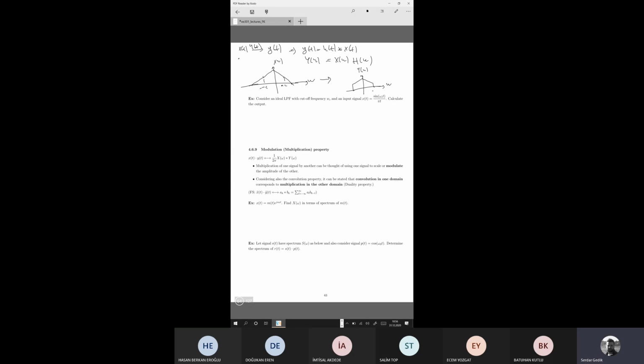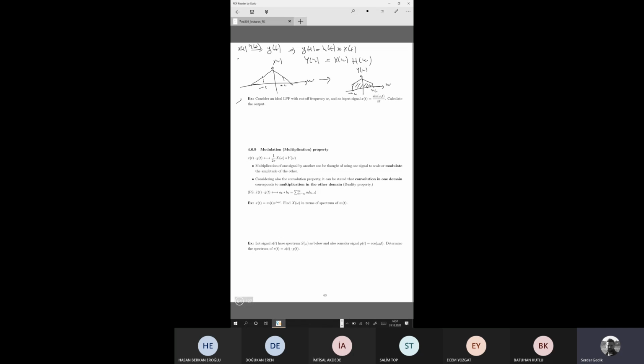So this is omega, this is omega c, this is minus omega c, this is my Y of omega. So at the output only this selected region is passing. So if you filter an image with a low pass filter, the image is blurred. It is becoming fuzzy. Details are lost. So this is the main idea of filtering.